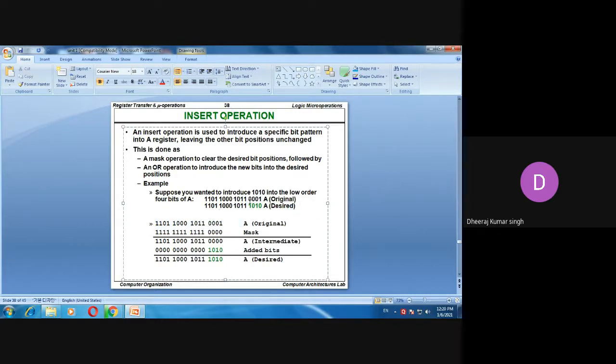Someone said add 1010 to it. This is said, add 1010 to it in the lower bit order. So what is the lower bit order? This is the lower bit order.